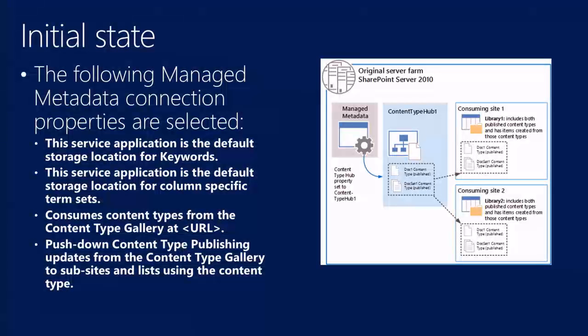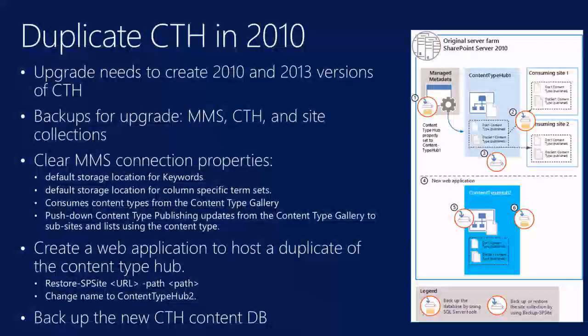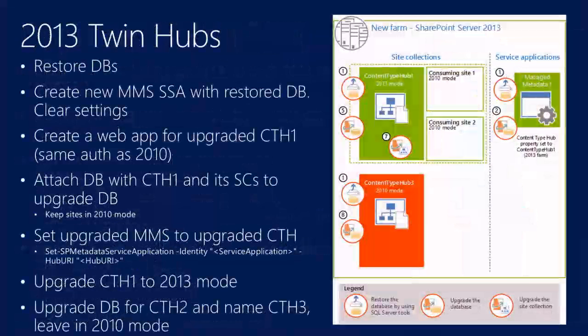So here's what we're starting with. We'll start with a 2010 environment with managed metadata and a content type hub that's pushing out types with syndication to some subscribing site collections. In the first step of the process, we're going to make a second content type hub in SharePoint 2010. We're going to back those up. But the key thing that I want is to have a duplicate content type hub on the 2010 side and then make copies of those databases.